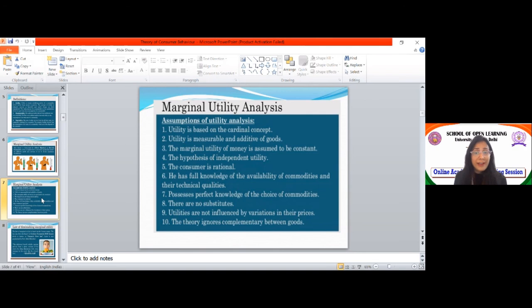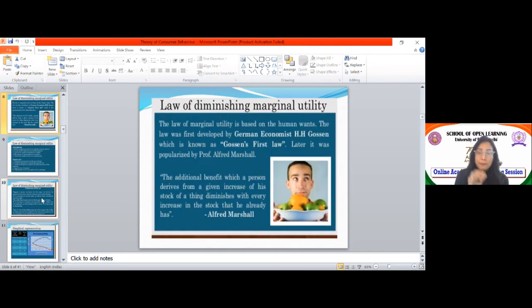So he is very well aware of the commodities and its qualities. Now it possesses perfect knowledge of the choice of the commodity. Now there are no substitutes, and utilities are not influenced by the variation in their price. The theory ignores complementary between the goods. Now theory complementary goods जो भी हैं वो यहाँ पर consider नहीं करते, and there are no substitutes also. We are not even considering the substitutes. So utility जो है वो even prices से भी variate होंगे तो उससे भी different नहीं होगी. So that's what we had made some assumptions.